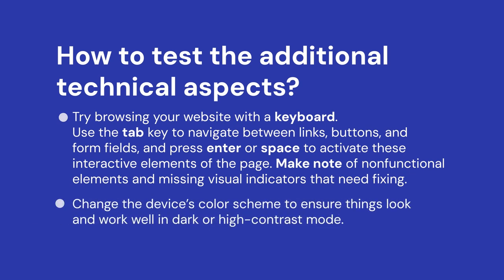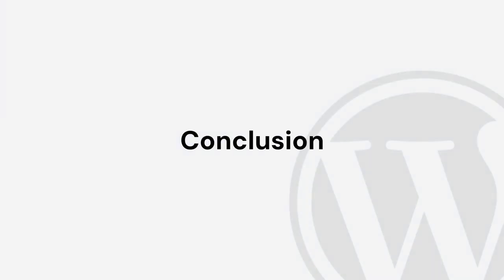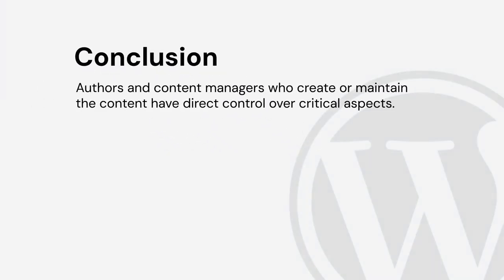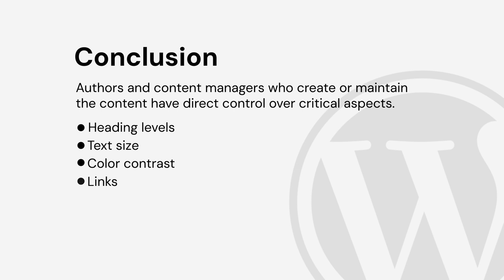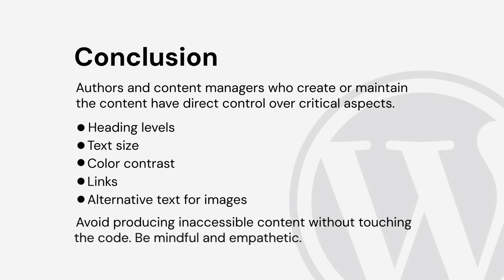To conclude, as you can see, authors and content managers who create or maintain the content have direct control over critical aspects like heading levels, text size, color contrast, links, alternative text for images, and more. In other words, you can avoid producing inaccessible content without touching the code. Just be mindful and empathetic.